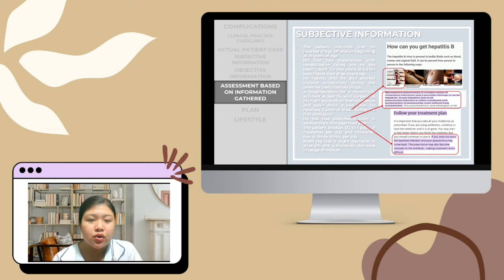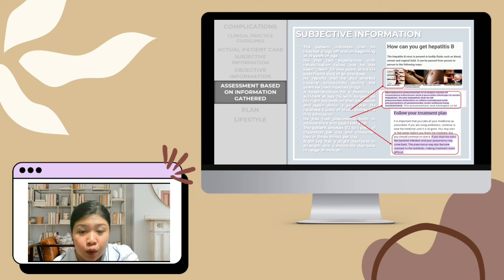So, dito, let's focus on the part kung saan sinabi or ni-report niya that he also snorted cocaine occasionally during the years he used injected drugs. So dito kasi, yung cocaine, hindi ko lang siya nalagyan ng picture dito. So yung cocaine kasi, yung pagtaas ng paggamit ng cocaine pwedeng mag-lead to risk kung saan pwede silang magkaroon ng infectious disease, kagaya ng disease naman sa patient, which is si HIV and si hepatitis B.